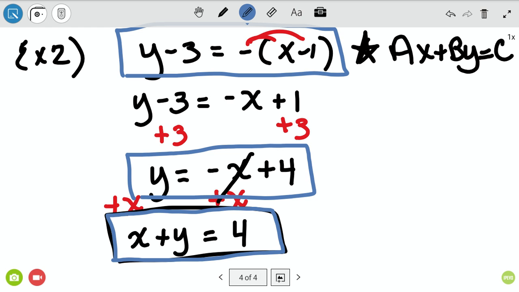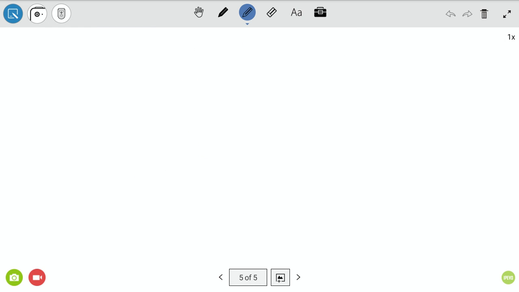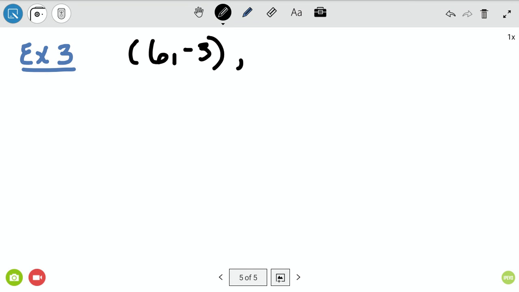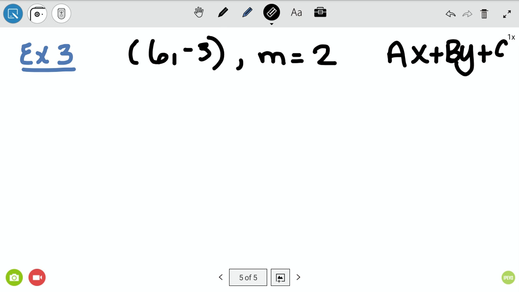All right, so the first 2 examples, we were just given an equation already. We just had to move around some things. Now what if we're not given an equation? What if we're just given some clues? So let's look at example number 3 here. We're given the clue that a point on the line is (6, negative 3), and it has a slope of 2. And the directions say get it in standard. So when it says standard, I'm going to write this out to the side to remind myself what standard is.